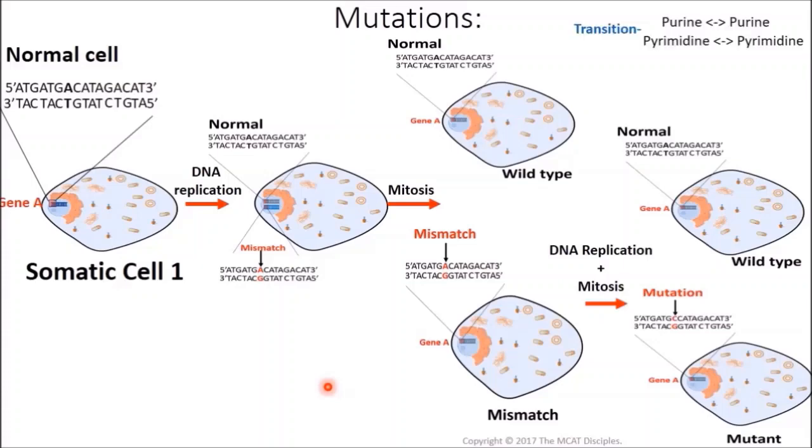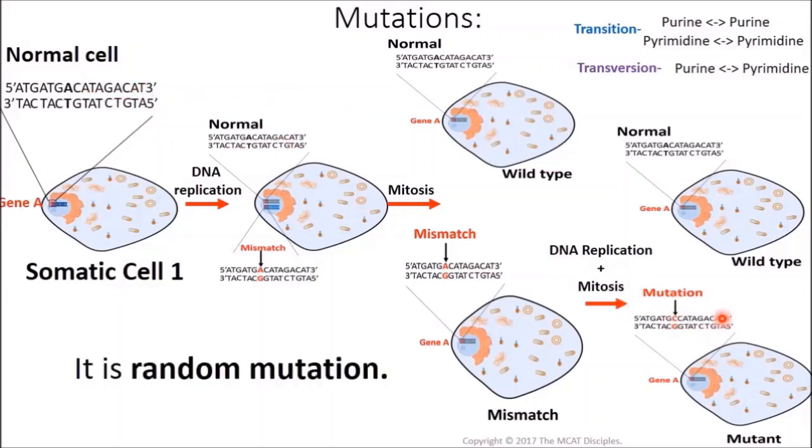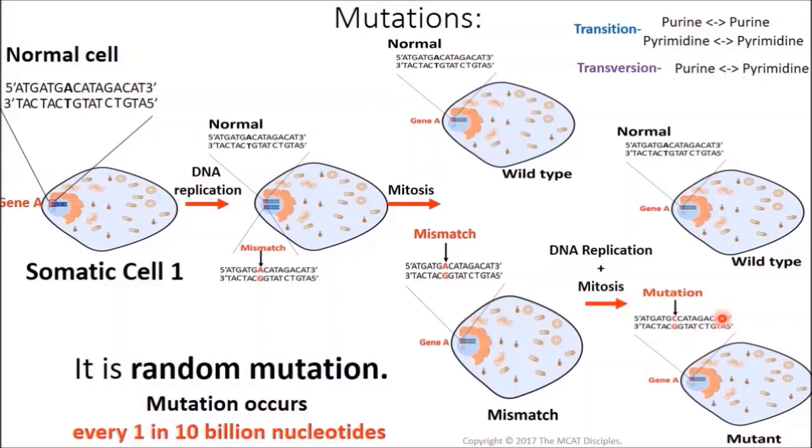Just because we're here, a transition is converting a purine to another purine or a pyrimidine to another pyrimidine. So converting from A to G would be a transition. Converting from C to U would be a transition. A transversion is converting purine to pyrimidine or pyrimidine to purine, for example, converting an A to a C. So what did we do? Did we do a transition or a transversion here? We did a transversion. We converted an A to a C and a T to a G. So that's all. Notice it's random mutation. Mutation occurs 1 in every 10 billion nucleotides.